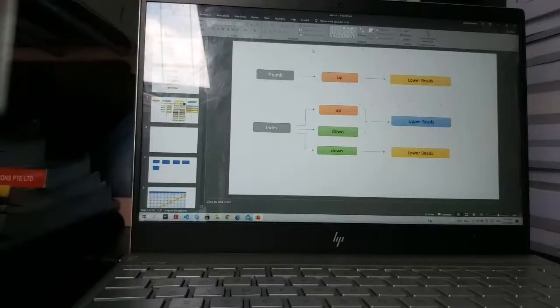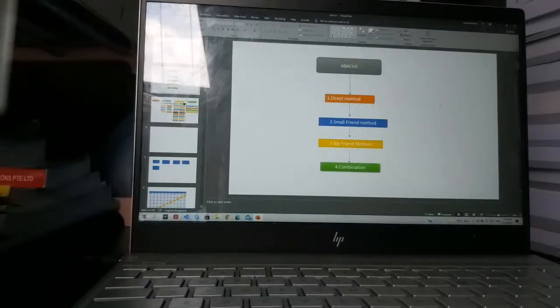So in abacus, whether we are doing addition or subtraction, we need to follow these four methods: direct method, modified method, equivalent method, and combination method. With the help of these four methods, we can solve any kind of question. First we will see what we mean by the direct method. In the direct method, whatever beads you are looking for, all the beads are available, so you make use of those beads to do your calculation, both addition and subtraction.